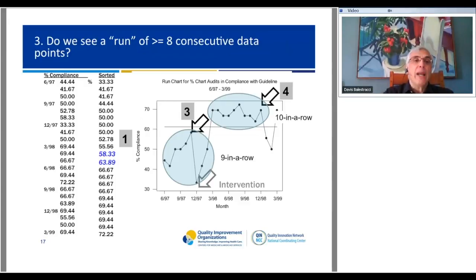Well, now you notice that if you look here, the first 9 points are below the median. That is a signal that there was a shift. Now notice also that the next 10 points in a row are above the median. And that is also a signal of a special cause. She tried to create a special cause. All I need is one of these signals. I happen to get 2.